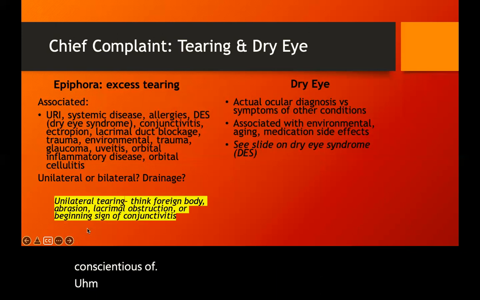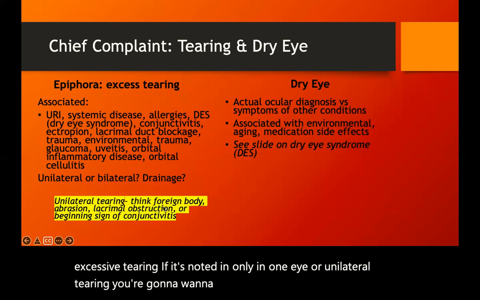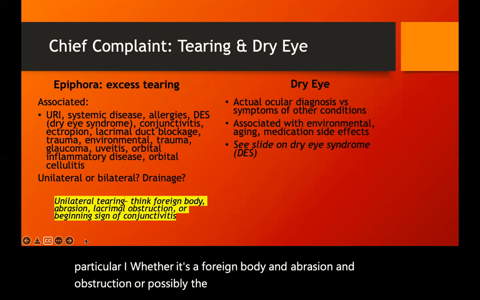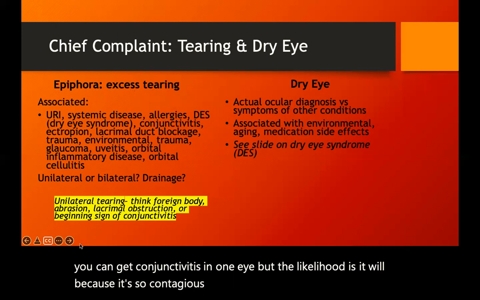One thing that's important to note in terms of excessive tearing: if it's noted only in one eye, or unilateral tearing, you're going to want to think something is going on with that particular eye, whether it's a foreign body, an abrasion, an obstruction, or possibly the beginning signs of conjunctivitis. Yes, you can get conjunctivitis in one eye, but because it's so contagious, it will probably go to the other eye as well.